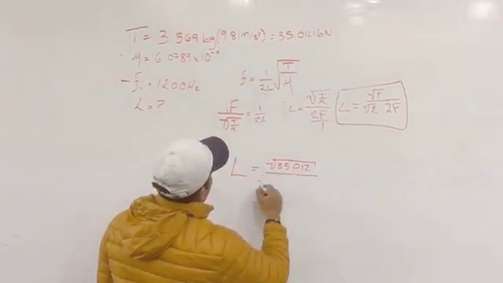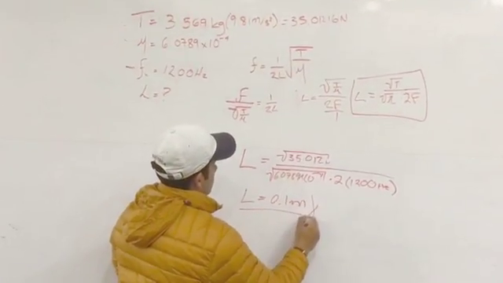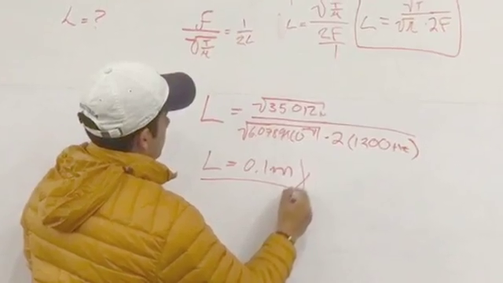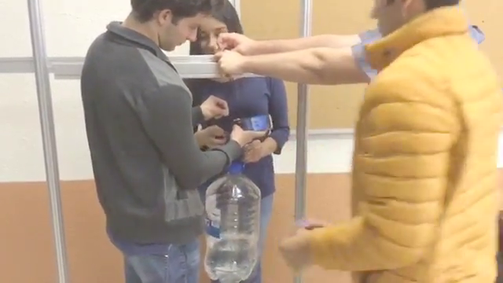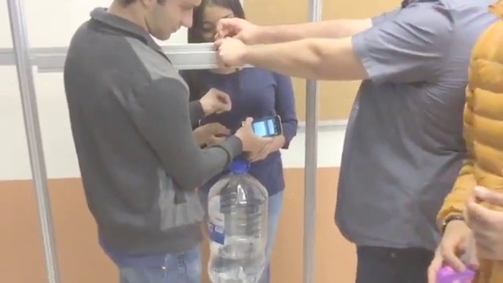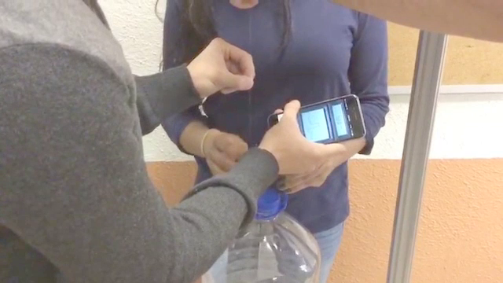The values were plugged into the L formula, getting a value of 10 centimeters or 0.1 meters. At the moment of generating the wave, we place our fingers, cutting the string at the given measure, obtaining a frequency of 1120 Hz.